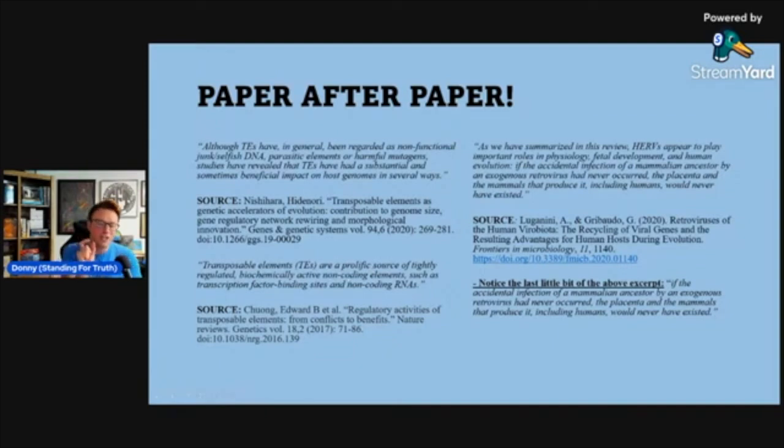One single ERV sequence is more complicated than your most complicated car out there, the space shuttle. They can't explain the complexity of these ERV sequences that are involved in determining cell types, as we've pointed out, involved in the immune system, involved in embryological development, to the point where they admit if we didn't have them, we wouldn't exist. They're not evidence for evolution, guys. They're not evidence for evolution. ERVs appear to play important roles in physiology, fetal development, and human evolution.